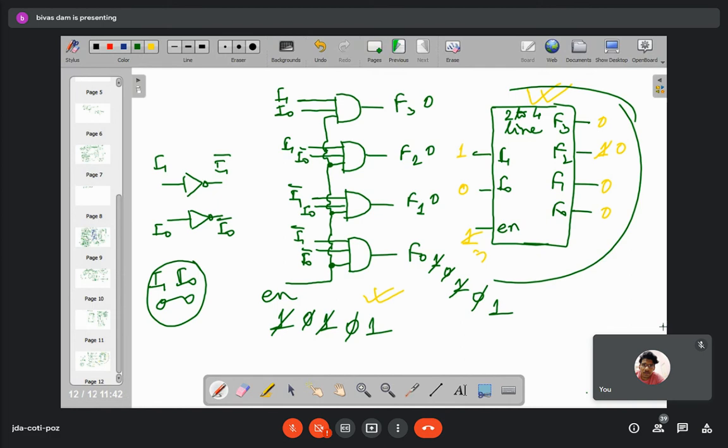But the input combination which is available at the input, correspondingly there will be one output channel, and that output channel may be 0, may be 1, depending on the enable line. If the enable line is 0, that particular channel will be 0. If the enable line is 1, that particular channel will be 1.